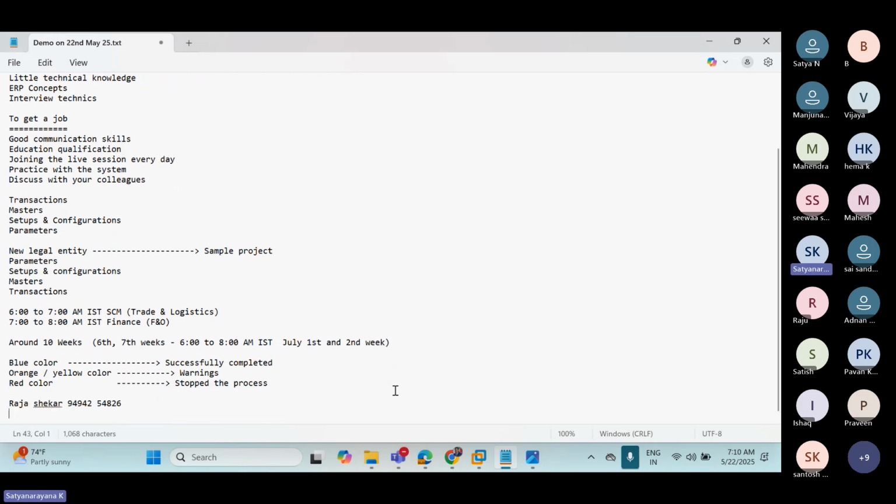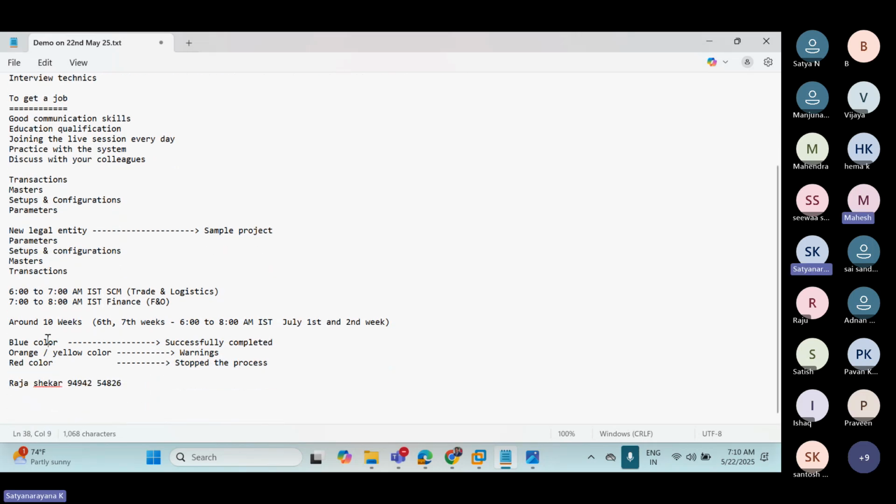Whenever you are learning, you need to understand the colors. Blue color means successfully completed. Orange or yellow color means you get error messages, warning messages. Understand that warning message and you need to correct it. Next, red color means the process is stopped. You need to rectify how to correct it.